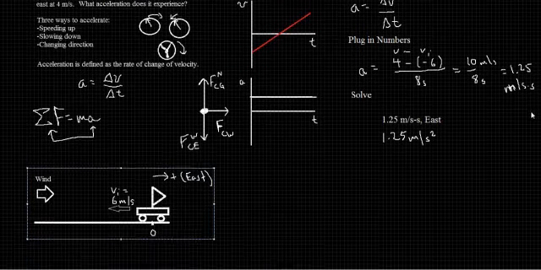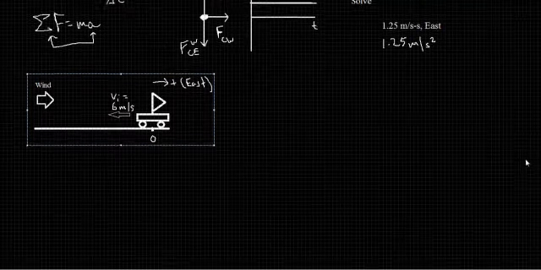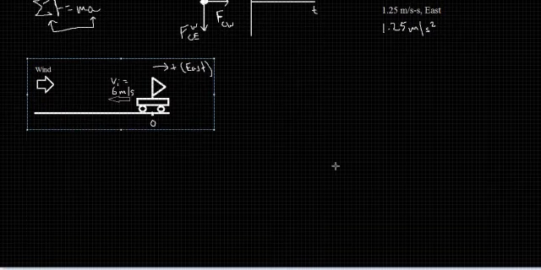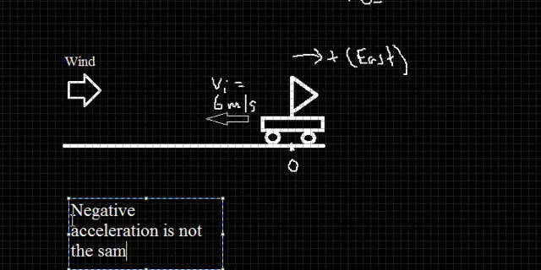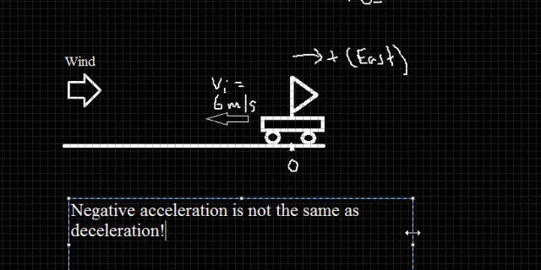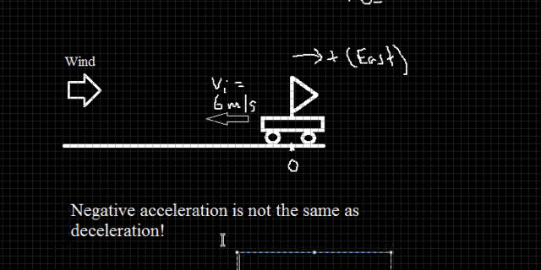I've reproduced our example down here lower on the screen, and I want to make a point about a common misconception in terms of vocabulary. I'll go ahead and type it out. Negative acceleration is not the same as deceleration. Often students come into a physics course using these words interchangeably. So let's look at this example here.